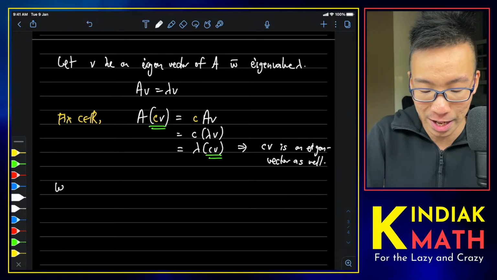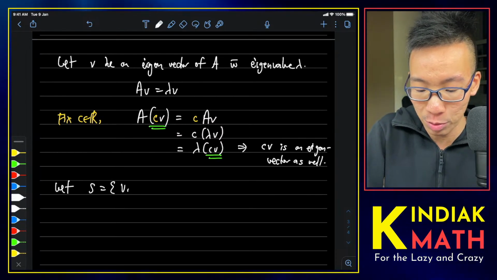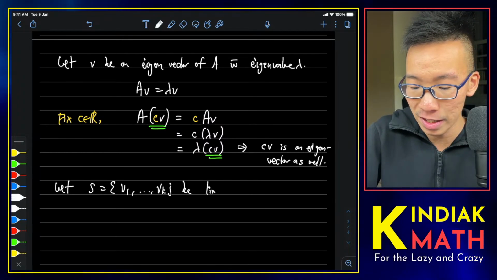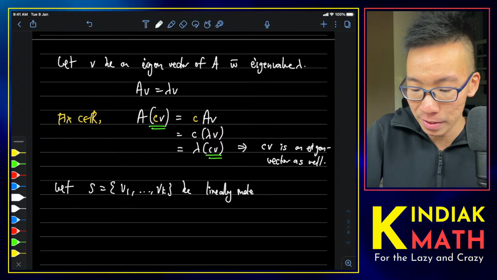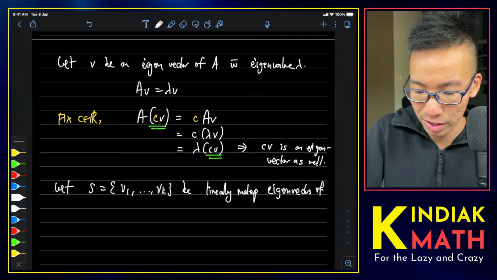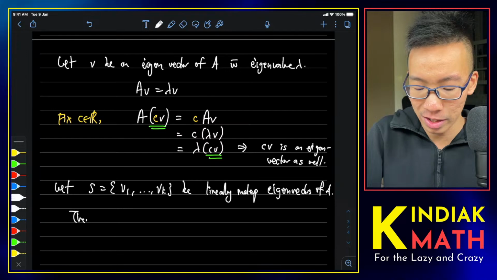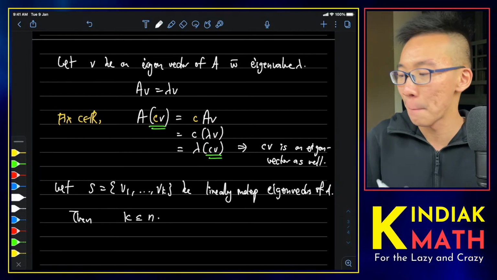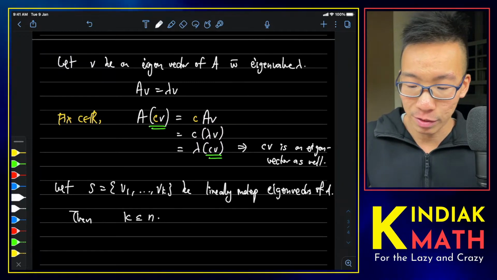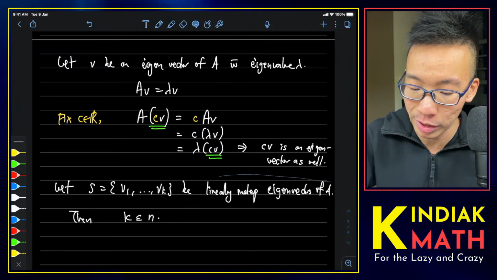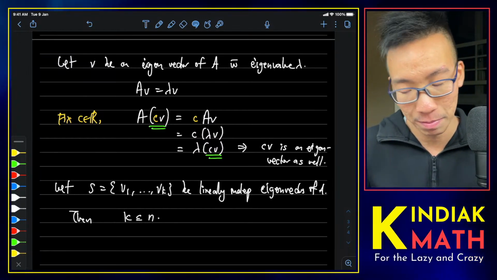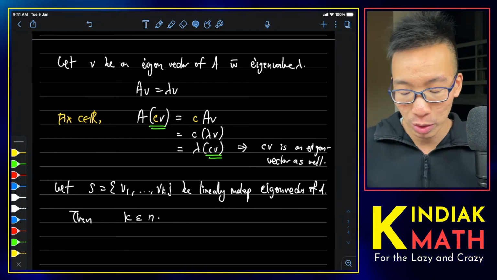So we'll say this: let S equal v1 dot dot dot vk be linearly independent eigenvectors of A, then we know that k must be at most n. Okay, so choose any set you want. If you want them to be linearly independent, you can get at most n of these eigenvectors.